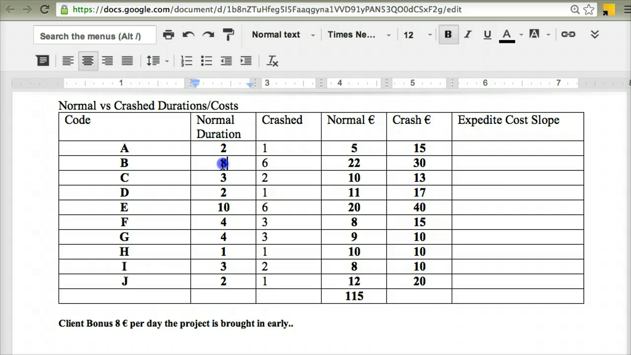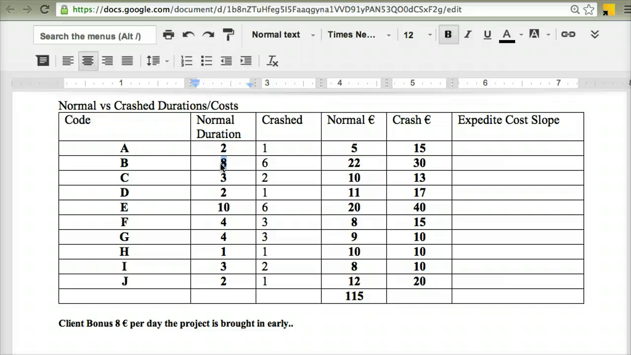Let's look at activity B. Activity B has a normal duration of 8 days. Having looked at it a little closer, I can possibly crash it down to 6 days if I absolutely need to. But that's it. That 6 days is the limit. For whatever constraints are on that activity, I cannot crash it below 6 days. It's just not possible to do that activity in less than 6 days.